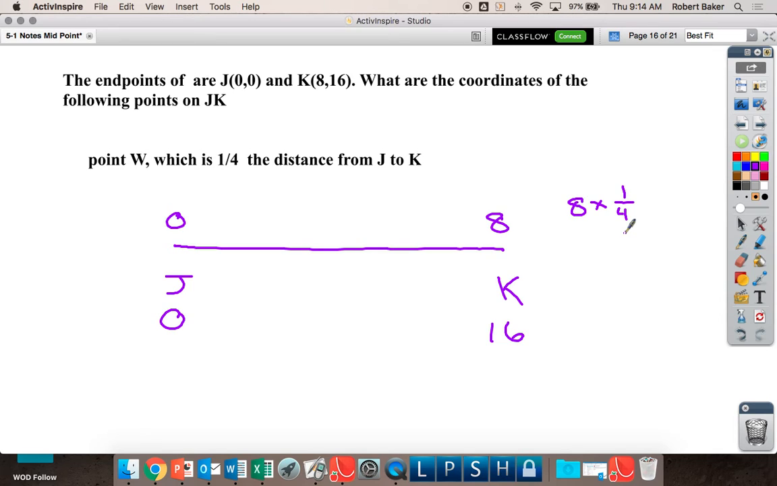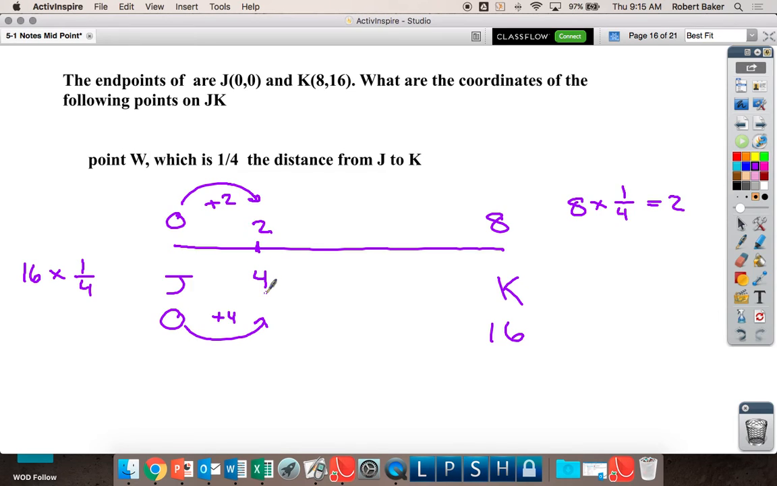Does anyone know how to do that? Is it 2? 8 times 1/4 has been established as 2. So I want to go from here plus 2. What's 0 plus 2? 2. Okay, I want to go the same 1/4 from 0 to 16. What is the distance between 0 and 16? 16. So I want to do 16 times 1/4. 4. What is 0 plus 4?